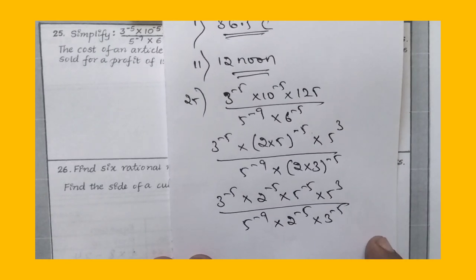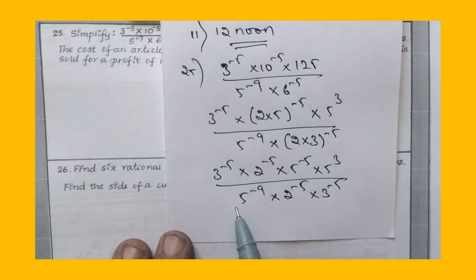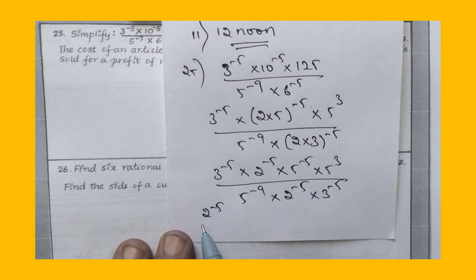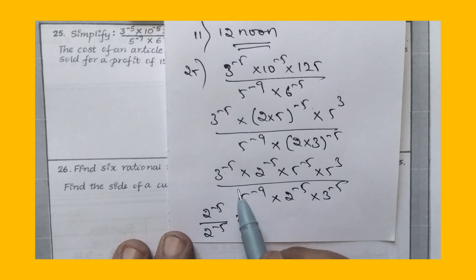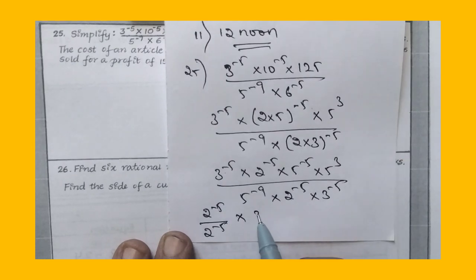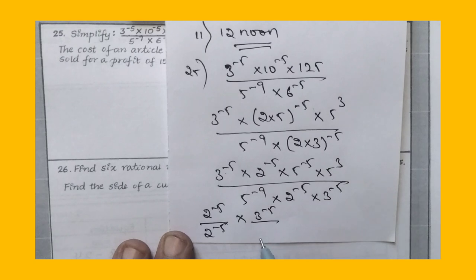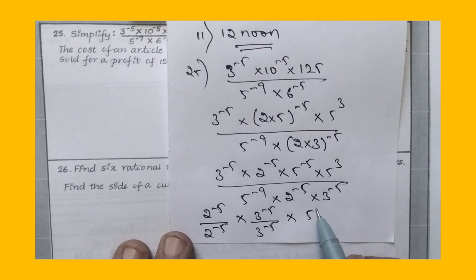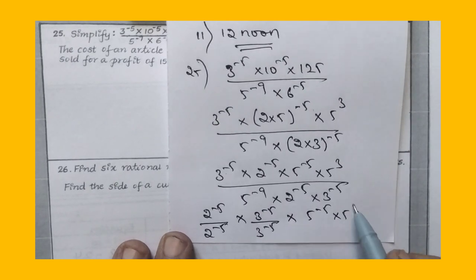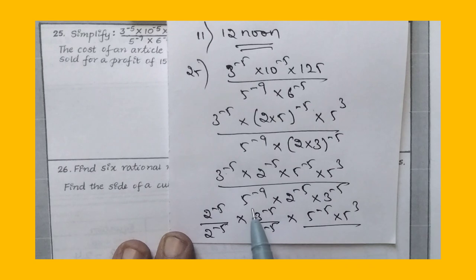So now what we do is group all the 3s together, all the 2s together, and all the 5s together. First for 2, we have 2 to the power of minus 5 divided by 2 to the power of minus 5, into 3 to the power of minus 5 divided by 3 to the power of minus 5, into 5 to the power of minus 5 into 5 to the power of 3, divided by 5 to the power of minus 9.